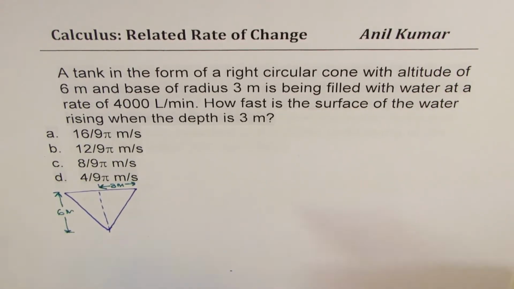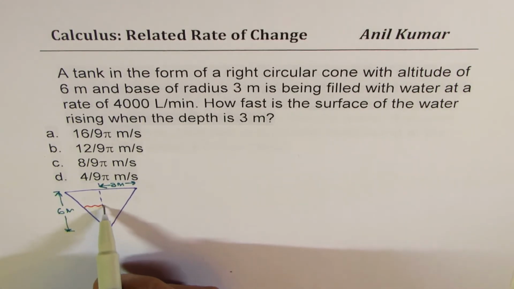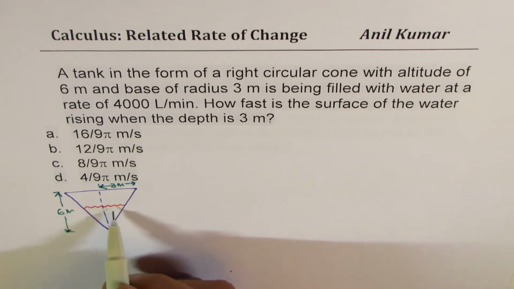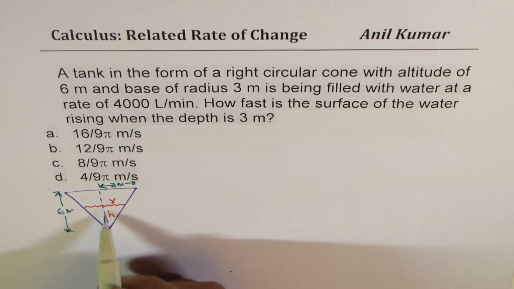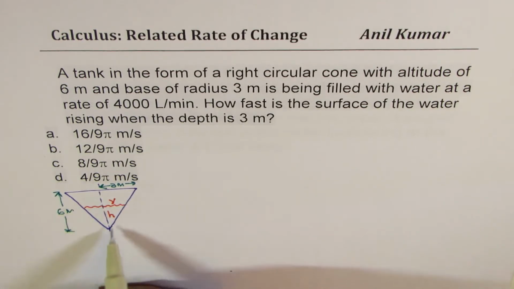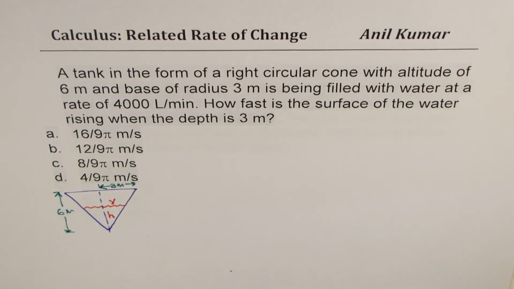Now we have to find the rate at which water is being filled. So let's say at any time water is at this height. So let's call this the radius r and height h. Now you can see the similar triangles in a cone. That is how you can relate all your equations. So similar triangles are always to be used for a cone.